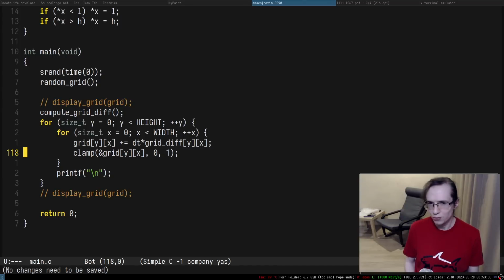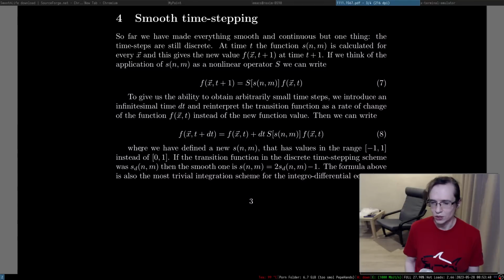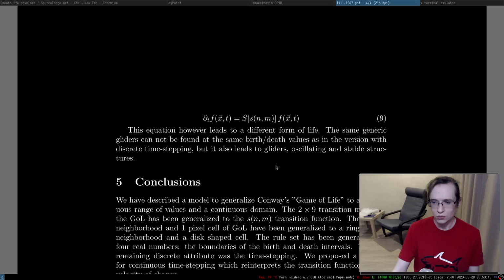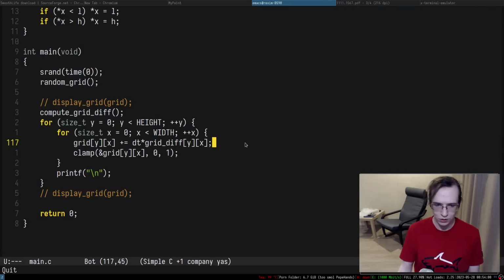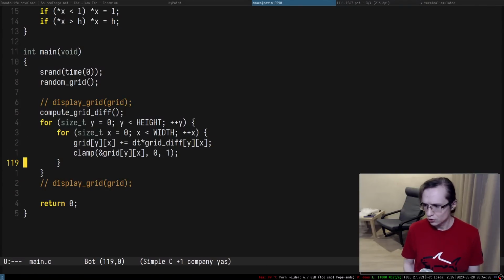But they say it's from -1 to 1. Who from -1 to 1? The function f. So yeah, we redefine s to be a new s that has values in the range from -1 to 1 instead of 0, 1. Is the translation function? Yeah. So I think that's what we want to do. Let's give it a try. Let's give it a try. So, okay.